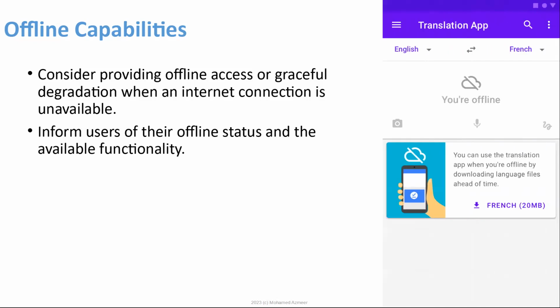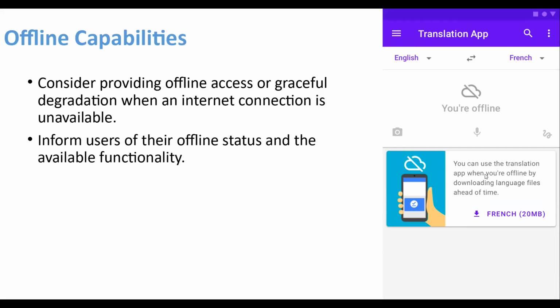Now here's an example from Google that says they're trying to do a translation, English to French, and internet is not there. Maybe they are in a plane or something, or in a train where internet is not working. So you can download when you're online, right? Not when you're offline. When online you can download. It shows, okay, you can get the translation. It only takes up 20 megabyte of space, right?